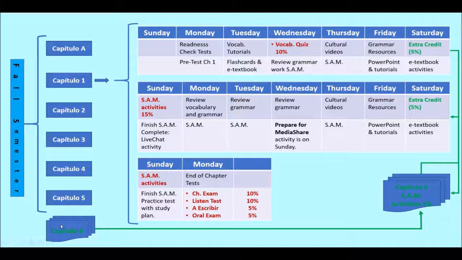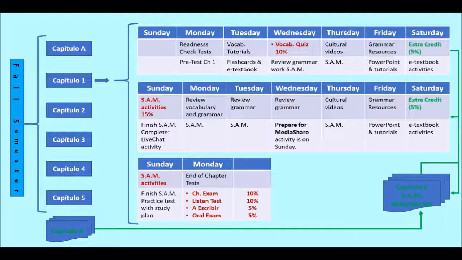Chapter 6 is a review of the previous chapters. So what I will do is assign some Students Activity Manual as extra credit. The purpose of this is to give you 5 more extra points. So 5 extra points for these Saturday activities plus 5 extra points for this chapter 6. It will give you 10 extra points at the end of the semester.